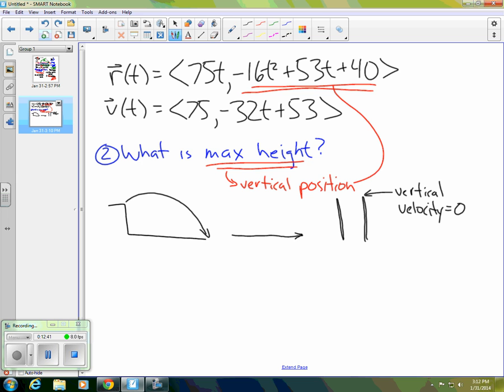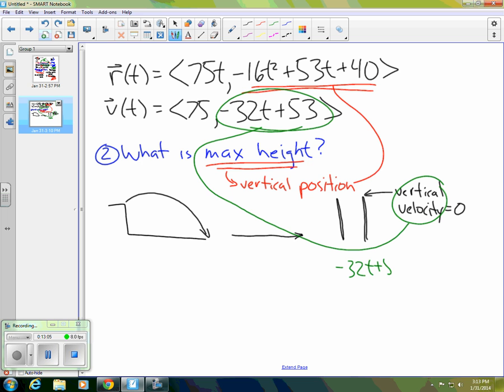On the way up, the vertical velocity is positive. On the way down, it's negative. And in between, right when it reaches maximum height, the vertical velocity is 0. Well, the vertical velocity is right here. It's the negative 32t plus 53. So let's set that equal to 0 and solve. So we've got 53 equals 32t. And t, it turns out, comes out to be 1.66 seconds.